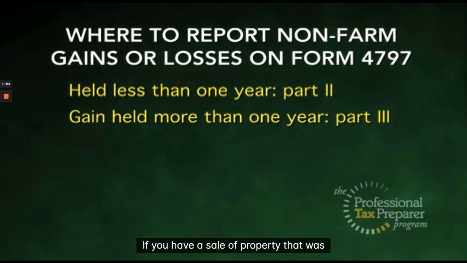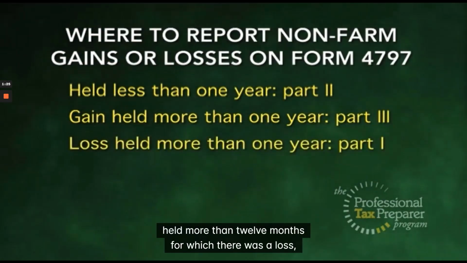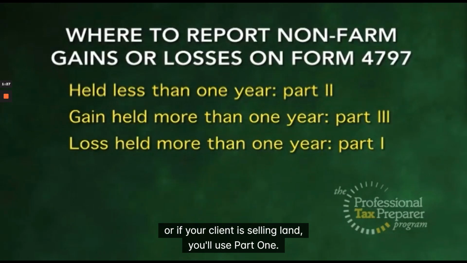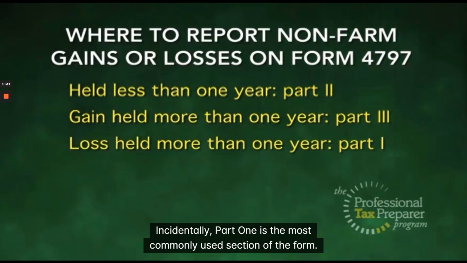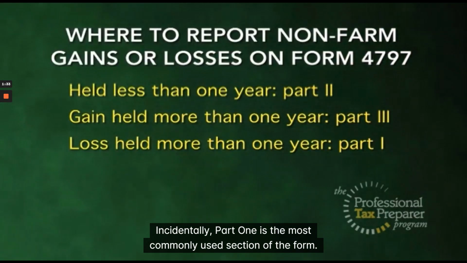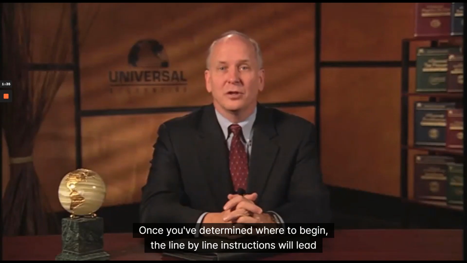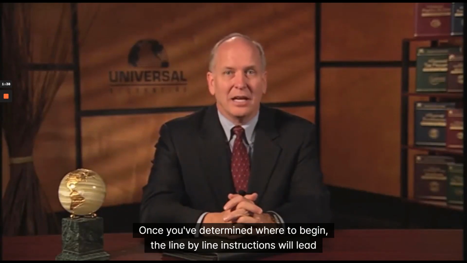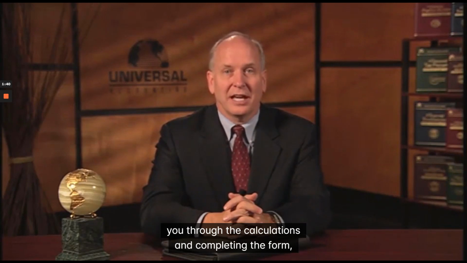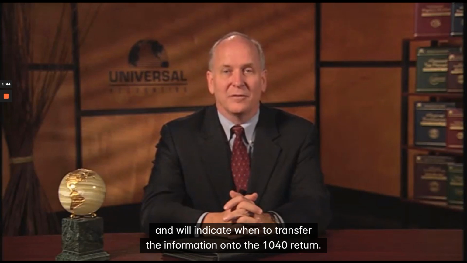If you have a sale of property that was held more than 12 months for which there was a loss, or if your client is selling land, you'll use Part 1. Incidentally, Part 1 is the most commonly used section of the form. Once you've determined where to begin, the line-by-line instructions will lead you through the calculations in completing the form and will indicate when to transfer the information onto the 1040 return.